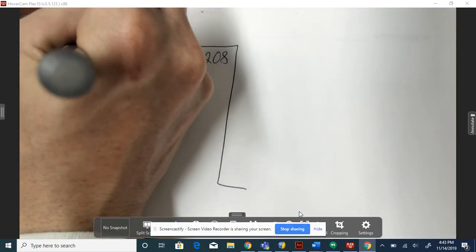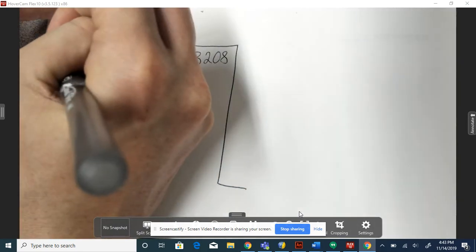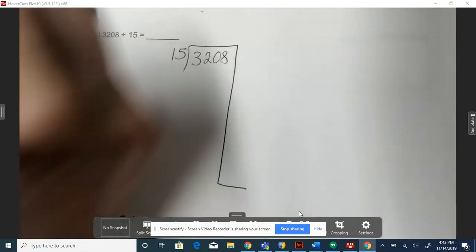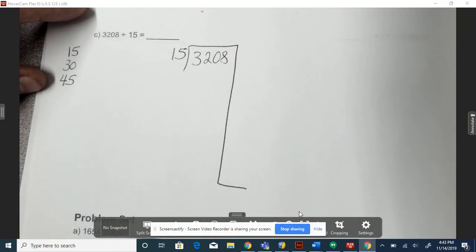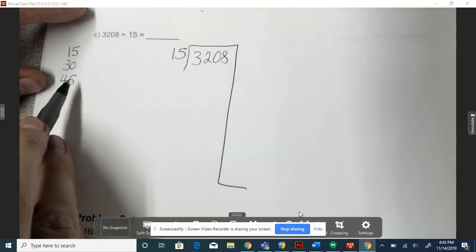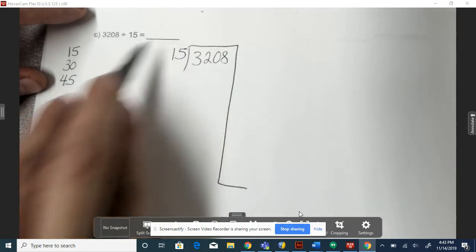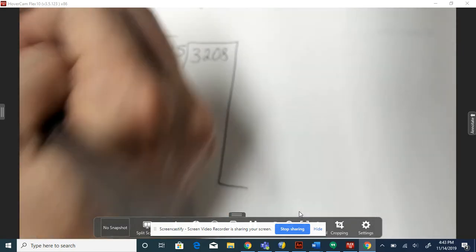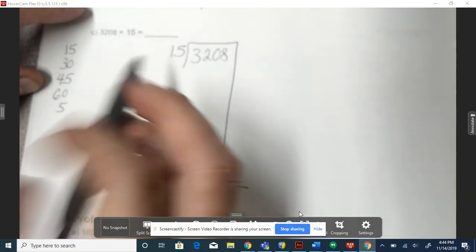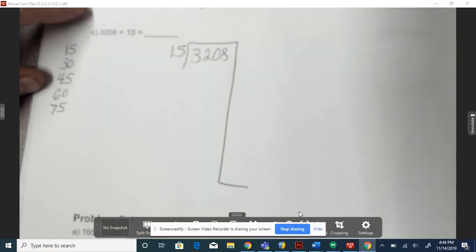I know 15 times 1 is 15. 15 times 2 is 30. 15 times 3 is 45. Now it's starting to get tricky. So I think I'm just going to start adding 45 and 15. Well, 5 plus 5 is 10. Carry that 1. 4 plus 1 plus the 1 we carried over is 6. So 60. 0 plus 5 is 5. 6 plus 1 is 7. So we have 75.